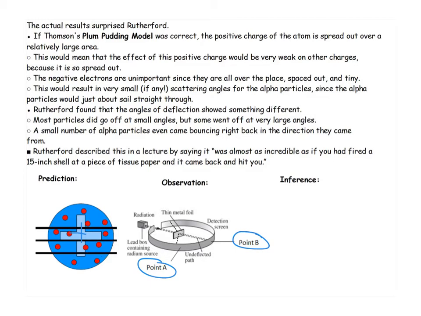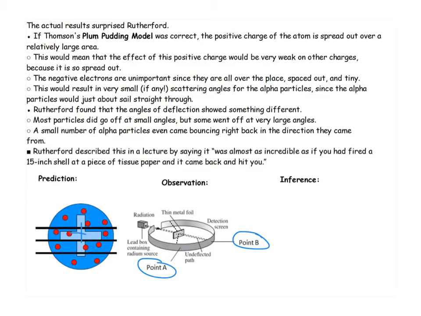However, every once in a while, one would be deflected, or it would even, more amazingly, bounce straight back. Rutherford, when he saw this, said it was almost as incredible as if he had fired a shell, like a large elephant shell, at a piece of tissue paper, and it came back and hit you. So he was amazed at the ones that were actually deflected. So some deflected at an angle, some straight back.